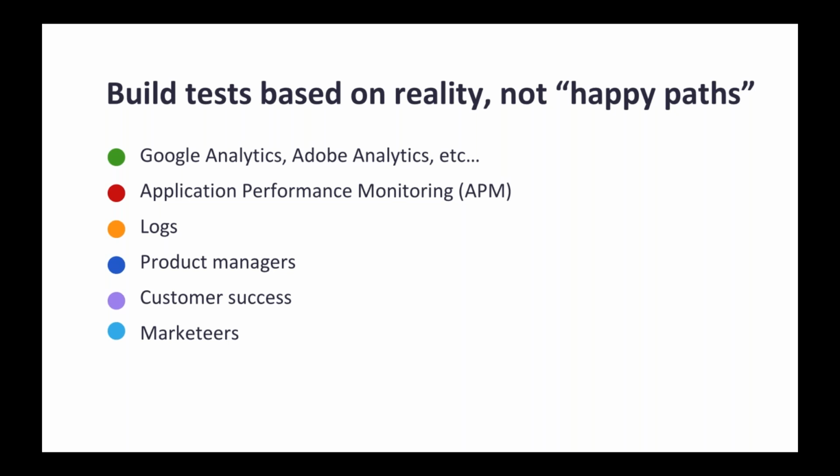And the second source of information is if you have APM tools, application performance monitoring, they are going to let you know what your infrastructure is doing when your peak hours arrive, your peak minutes arrive.